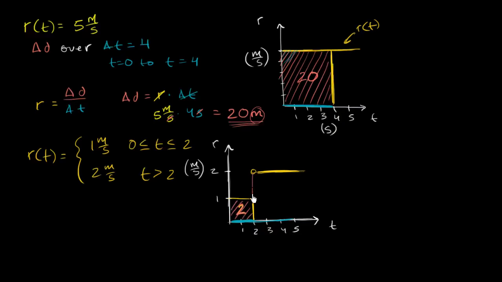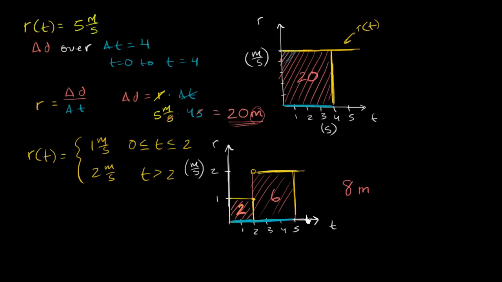And then we look at the next section. Our change in time here is 3 seconds, and we multiply that times our constant 2 meters per second. That's going to give us an area of 6. And if we look at the units, in both cases we're multiplying seconds times meters per second, which is going to give us meters. So it's going to be 2 plus 6 meters, or 8 meters.